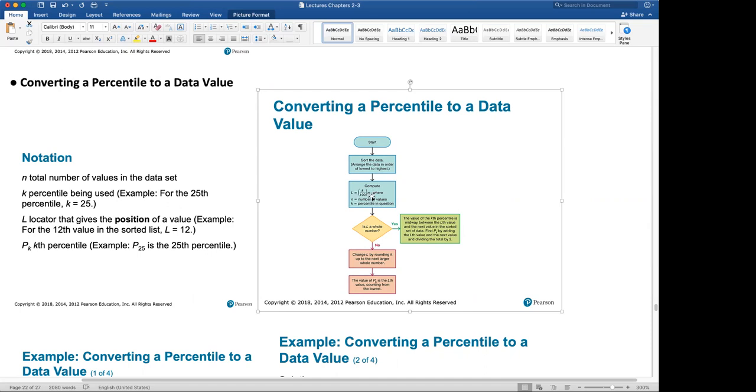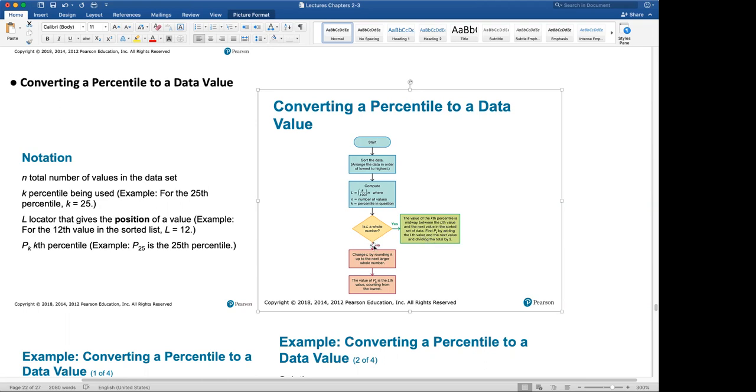Now, is L a whole number? If yes, then the value of the kth percentile is midway between the L value and the next value in the sorted set of data. Find P sub k by adding the L value and the next value and dividing the total by 2. It's complicated, right? Don't worry about that. We'll see an example.